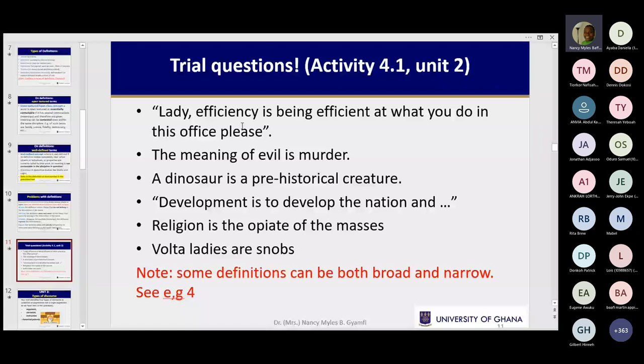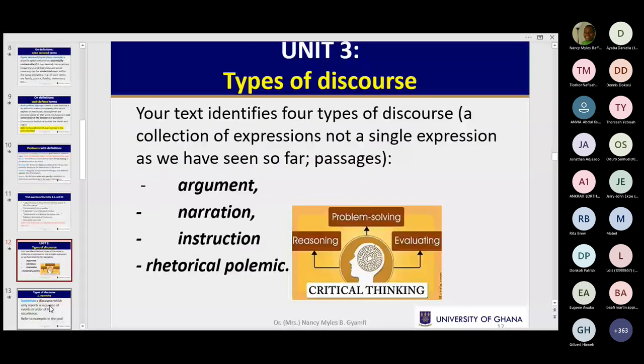Then look at the next one. A dinosaur is a prehistorical creature. I'm saying if you don't know a dinosaur, look at any prehistorical creature. What crime will happen? Broad. There you go. We'll go on and on. You should be able to identify such when we give you that. This is three.